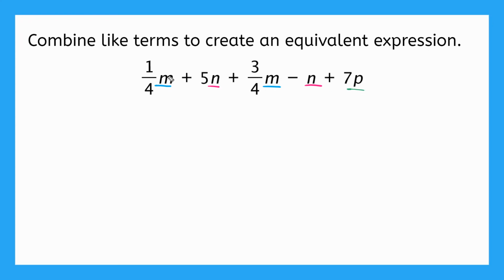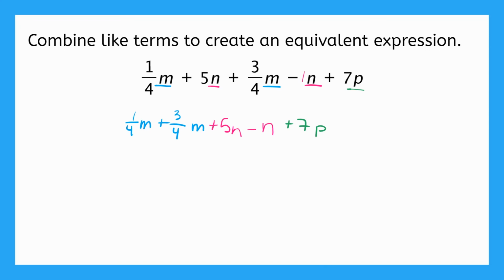So let's start by rewriting this expression so we have all of our like terms next to each other. So I'll start, I have 1/4 m, and then I'm gonna add 3/4 m, and then I have my 5n, so plus 5n. And then right here I have minus n. So this is negative 1 here, but I don't have to write that 1. So I can just say minus n. And then lastly, I have my plus 7p.